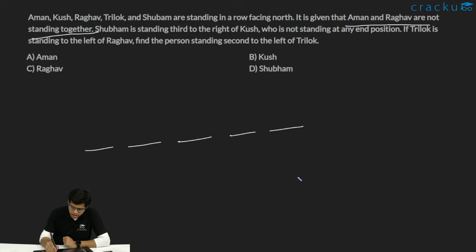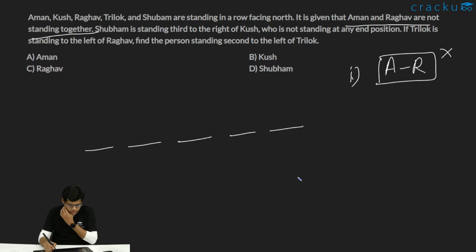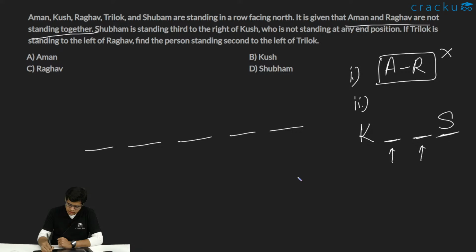So Aman and Raghav, so A and R, they are not together. This is the first condition given. Second condition is Shubham is third to the right of Kush. Now again that thing which I told. So Kush is here. This is the first place to the right of Kush. This is the second place to the right of Kush. And this is the third place to the right of Kush.